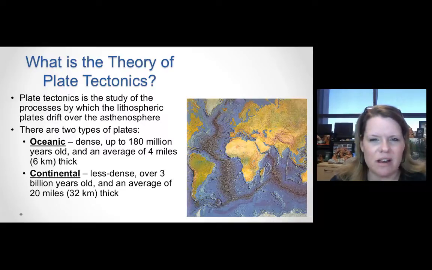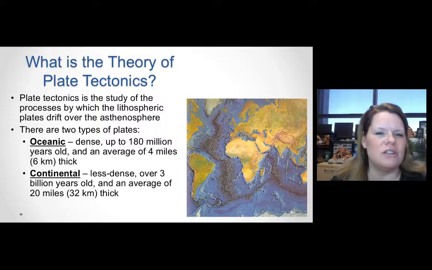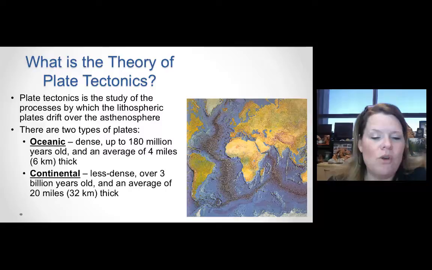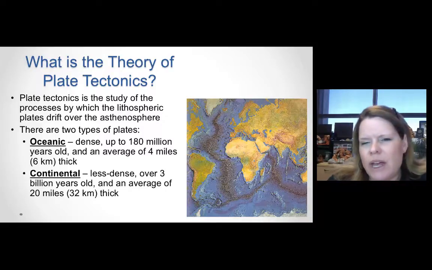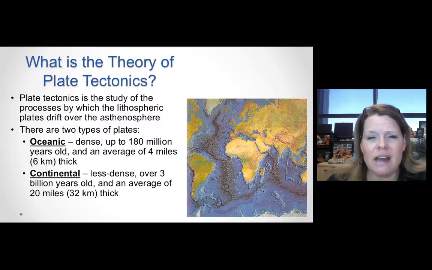Don't get me wrong, it's not like marshmallow soft, but in comparison to oceanic crust, the oceanic crust dives under the continental crust because it's more dense. So we can have up to literally 70 and 80 miles of continental crust thickness. Continental crust is less dense.